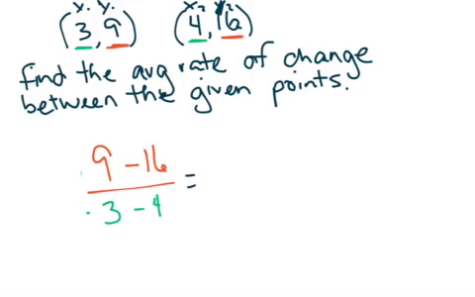So we're going to work this out now, just like we would if it was the basic slope formula. 9 minus 16 is a negative 7. Negative 3 minus 4 is negative 7. Negative 7 divided by negative 7 is a positive 1. And yes, average rate of change really is that simple. If you can find slope of a straight line, you can find average rate of change on any given graph.